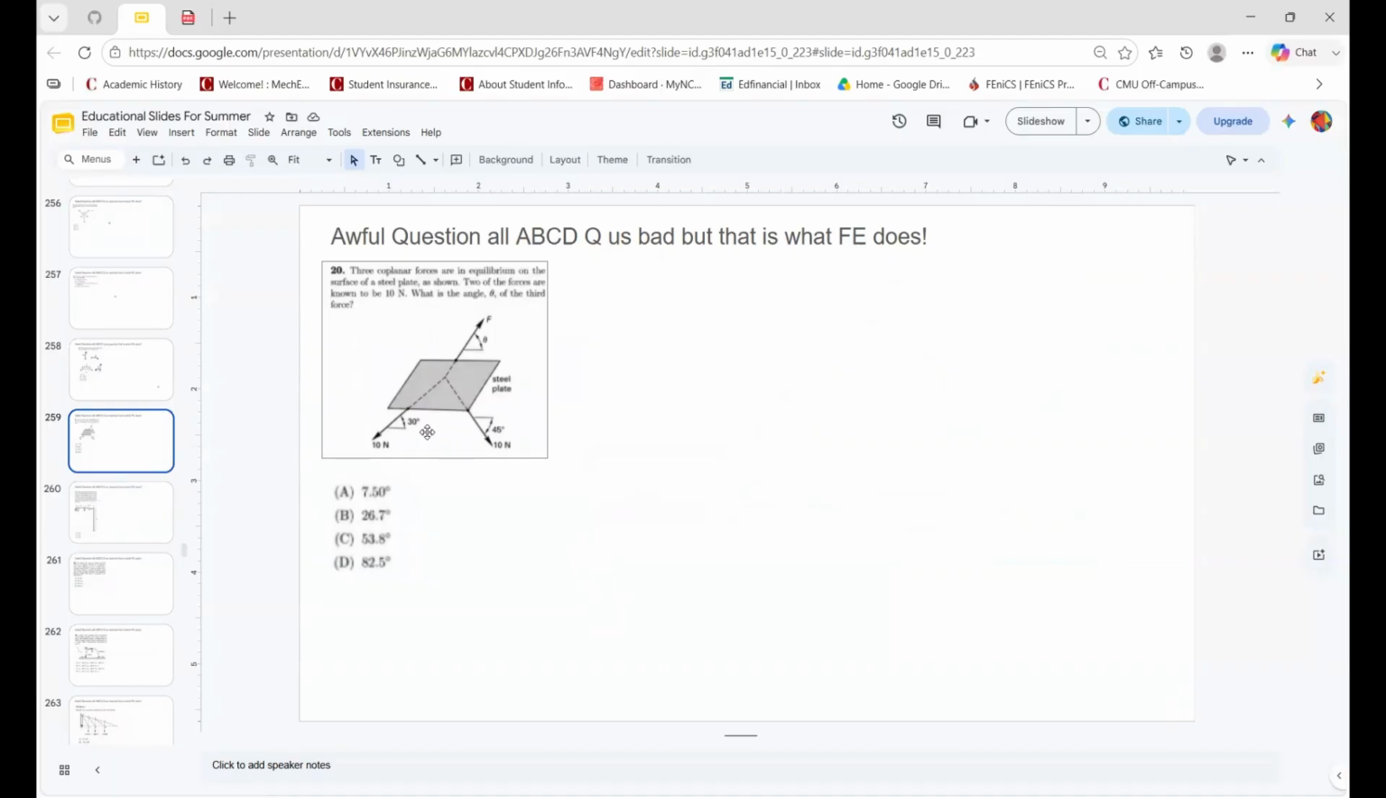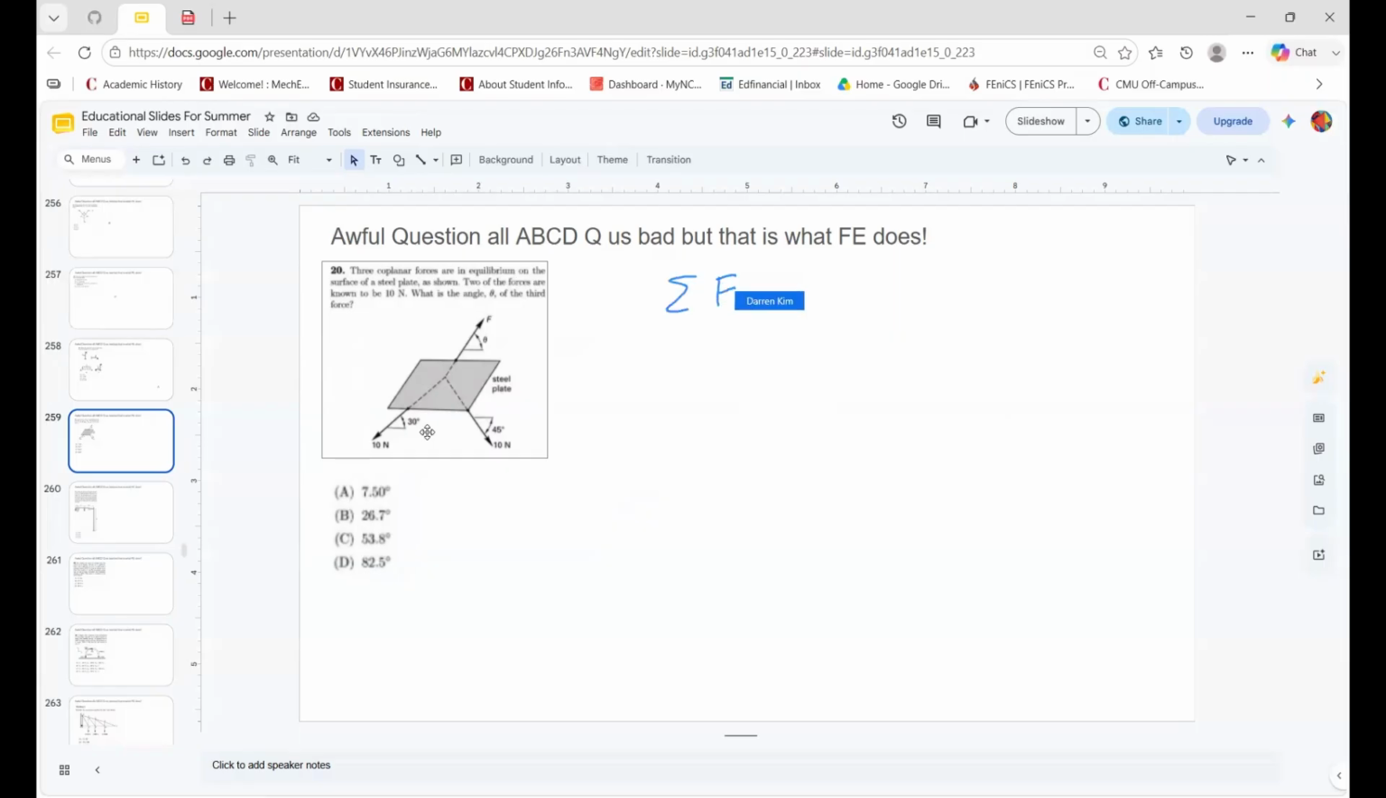Three coplanar forces are in equilibrium on the surface of a steel plate as shown. Two other forces are known as 10 and 10. What is the angle of the third one? Okay, so this is another question where usually the mass matters, but here the mass really doesn't matter. So what I would do in this case is just go straight to one of the sums.